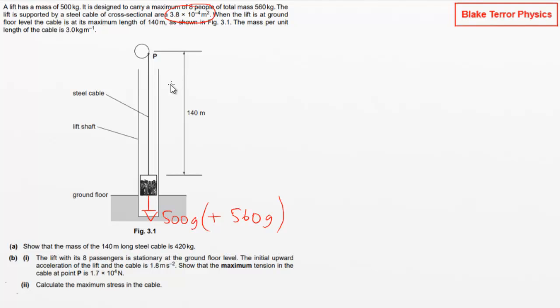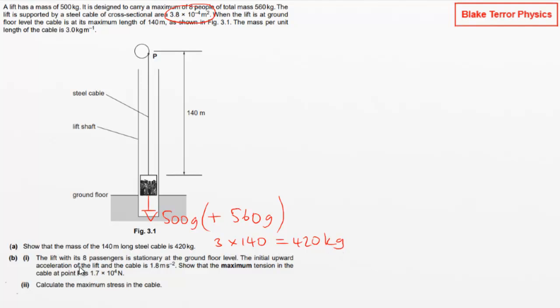When the lift is at ground floor level, the cable is at its maximum length of 140 meters. Mass per unit length of the cable is 3 kilograms per meter. Show that the mass of the cable is 420 kilograms. Right, well, that's going to be 3 times 140. 3 times 140 equals 420. Right, there's not much to do with that.